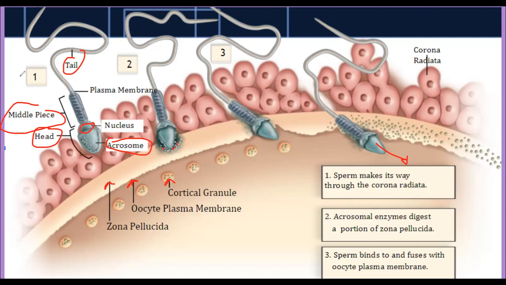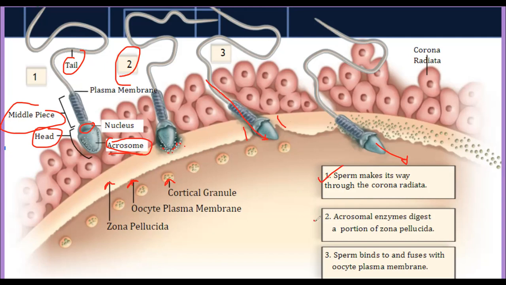Step number one, it crosses the corona radiata. Step number two, it is releasing some granular structures. Basically, these are the enzymes of the acrosome, like hyaluronidase and acrosin. After release of the enzymes, this membrane got digested, so there is a way now for the sperm. It has now moved inside. Fine. So the sperm makes its way through the corona radiata.